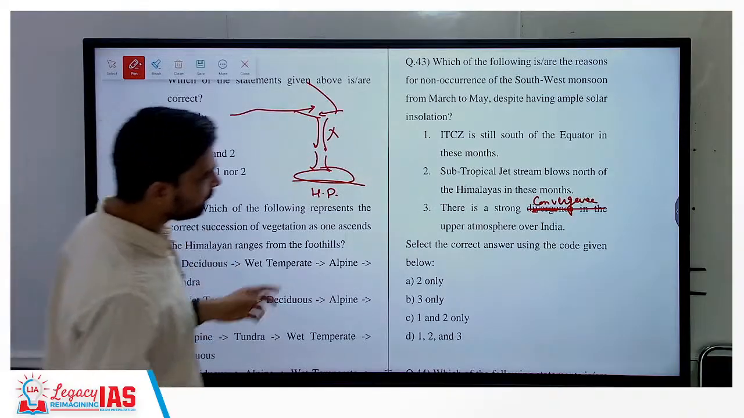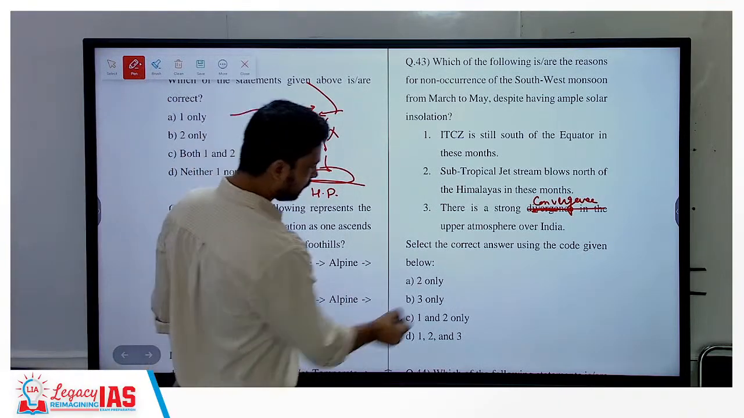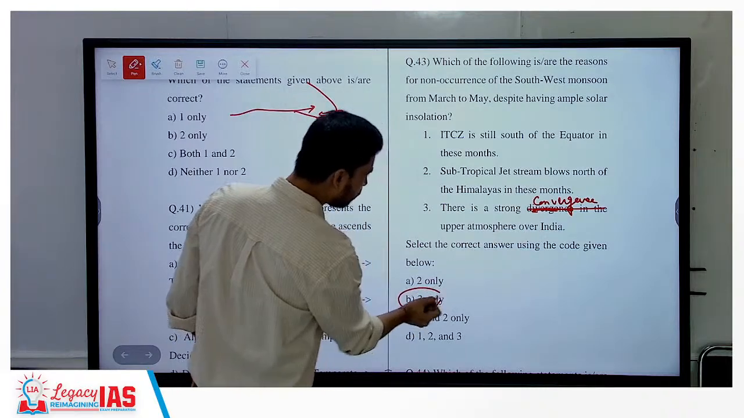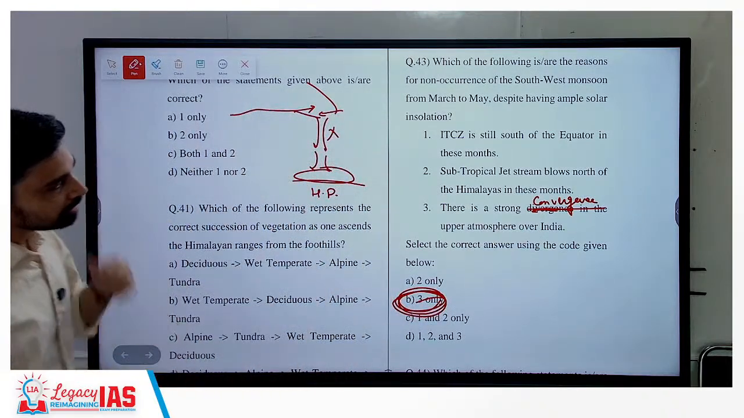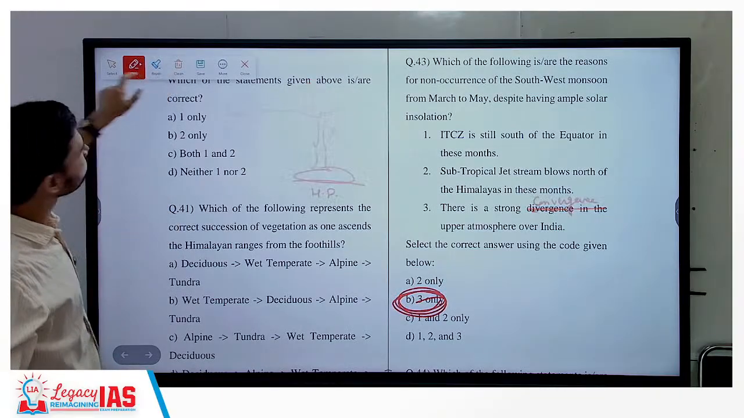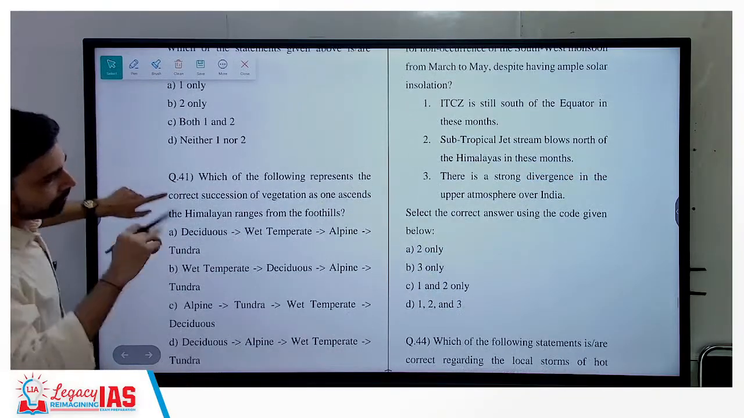So basically, none of these are correct. Okay, here. So if you make this convergence, then what is the correct answer? B. That should not be divergence. Divergence occurs later. That's how rainfall starts. So, mistake. 3.